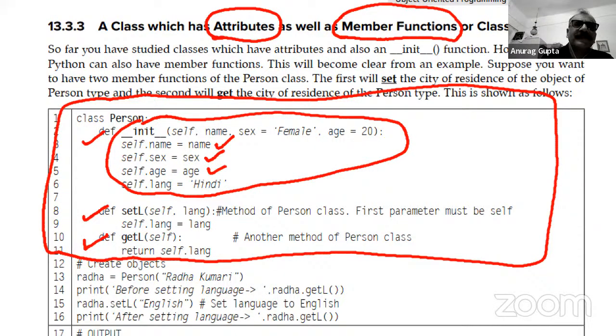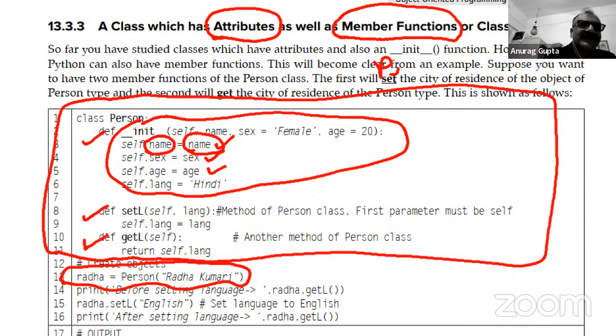And by the way, when I call this method with a person, suppose I call from here, then this Radha Kumari will go into name, and this name is different from this name. This name on the left hand side with the dot of self is an attribute of the person's class, whereas this name is something which is being passed to the class through the creation of this object. This distinction is important, you need to understand, but this is not what I want to discuss right now.